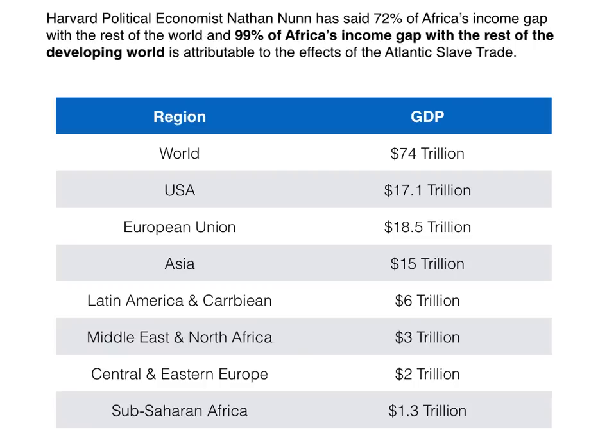Harvard political economist Nathan Nunn said 72% of Africa's income gap with the rest of the world and 99% of Africa's income gap with the rest of the developing world can be attributed to the effects of the Atlantic slave trade. In other words, the reason that sub-Saharan Africa's gross domestic product is so far behind the European Union and the United States, Asia, more developed parts of the world, is because of all of the people that they've lost, all of the damage that colonialism did, all of the damage that slavery has done. Most of that difference is explained by those two horrendous parts of African history.